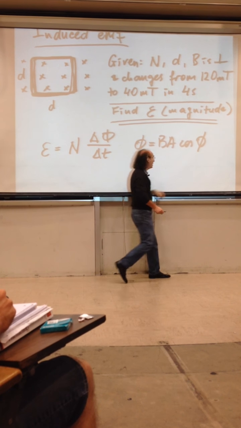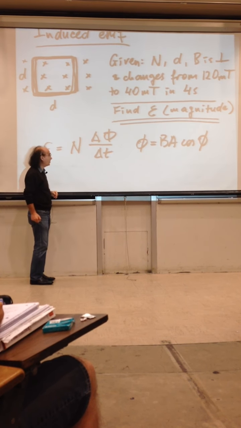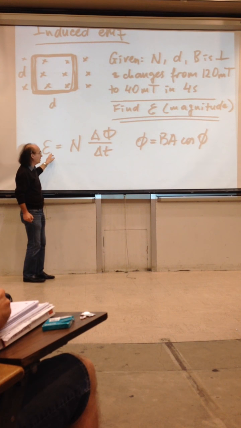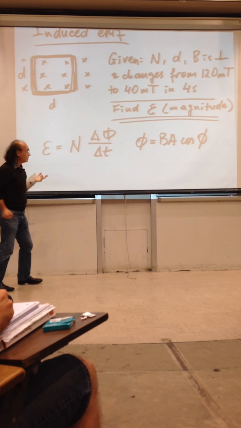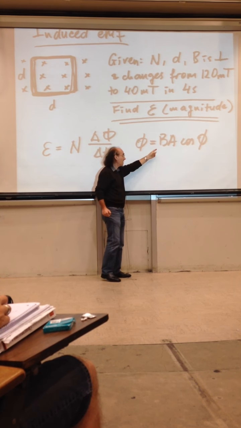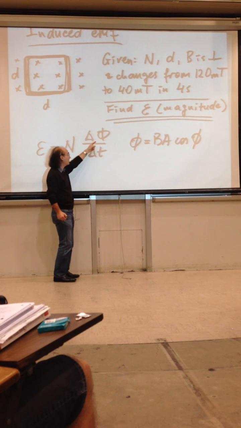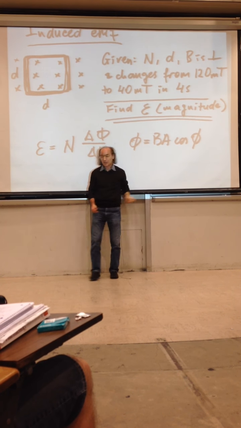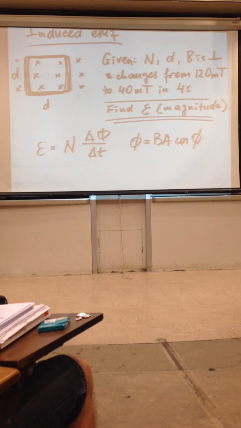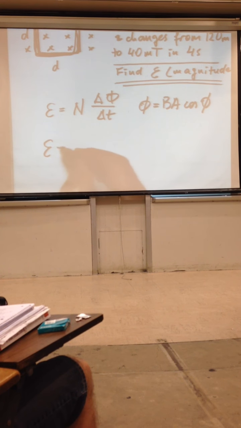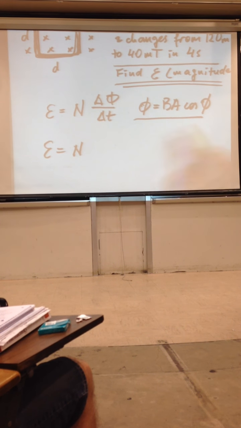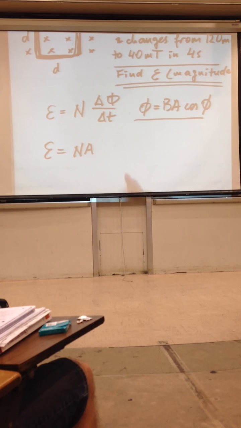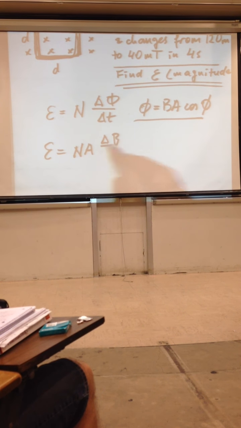So this goes away again. So now you can write this formula replacing flux with B times A. However, if A is constant and B is changing, then change of flux is determined by change of magnetic field. So you can write induced electromotive force equals N times, I'm replacing phi with this, but A is constant. A is not changing, B is changing. This would be delta B divided by delta T, and I continue it.